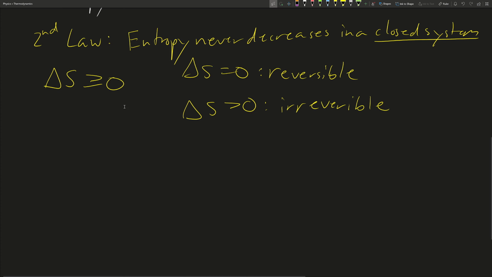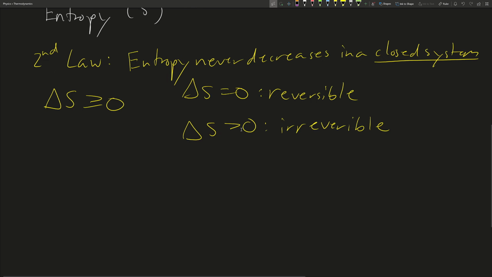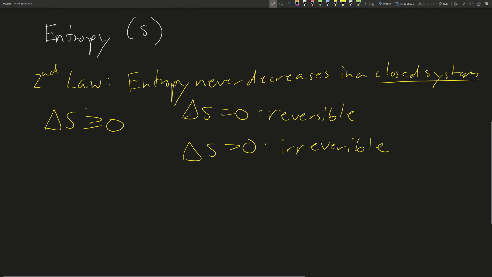Now, entropy, unlike energy, is not conserved because, as you can see here, it's greater than or equal to zero. Whereas if energy in a system is conserved, change in energy is equal to zero. However, entropy can increase, and it can't decrease. It can only increase or remain constant. All right.